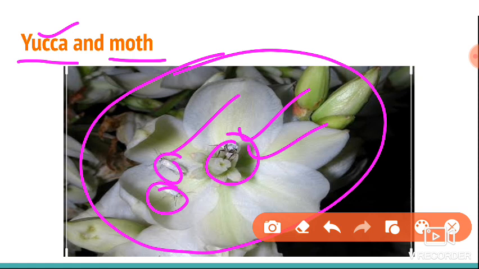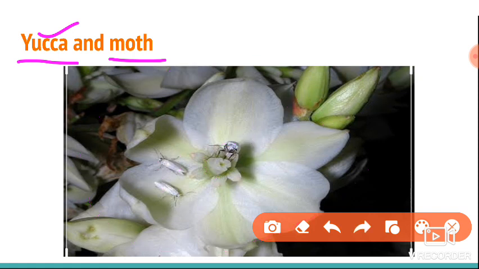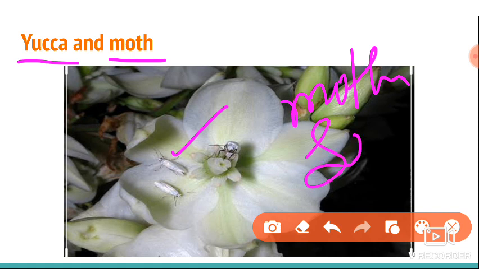Moths lay the eggs inside this flower. Inside this flower you can see the clear picture. Inside this flower they lay the eggs. This is the moth. And simultaneously, the moth develops, and along with that there is development of the seed. The seed is developed, and the moth is also developed simultaneously.